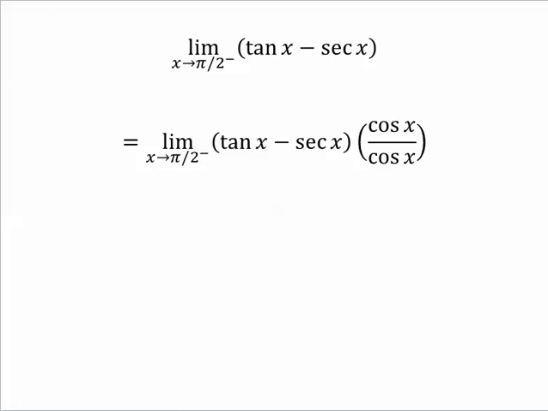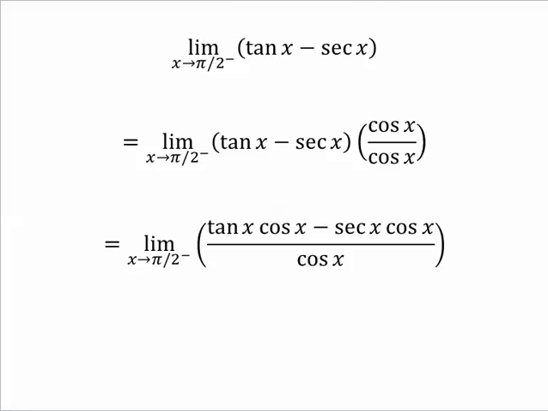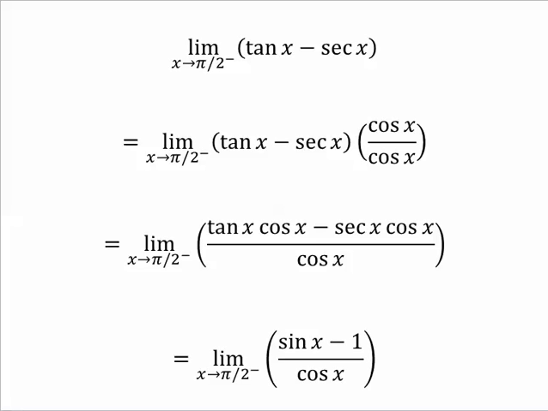And when we're just playing around with the expression, how about if we multiply it by cosine x over cosine x? When we distribute the cosine x that's in the numerator, then we get this. Now what's tangent x times cosine x? It's equal to sine x, isn't it? And what's secant x times cosine x? That's equal to 1, isn't it? And so it simplifies very nicely to this.